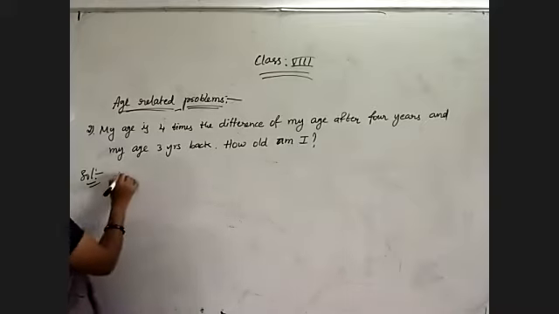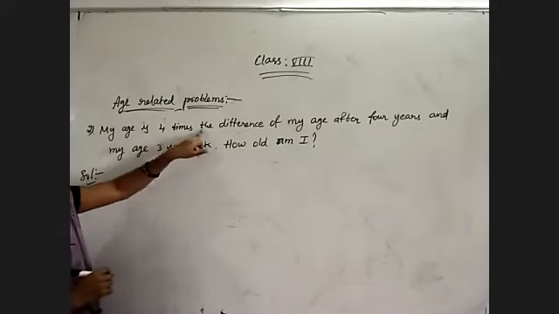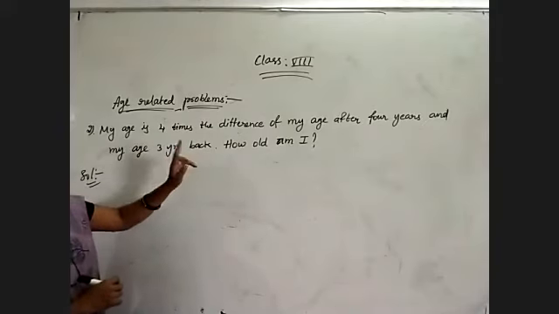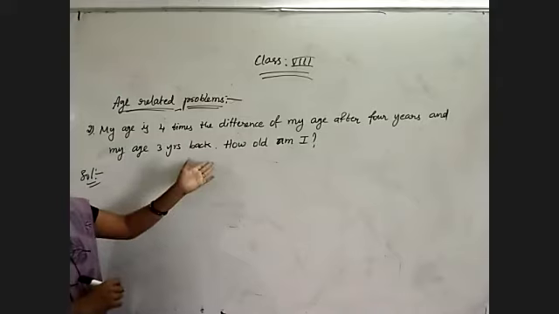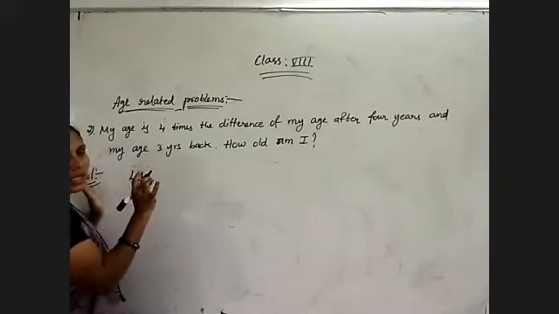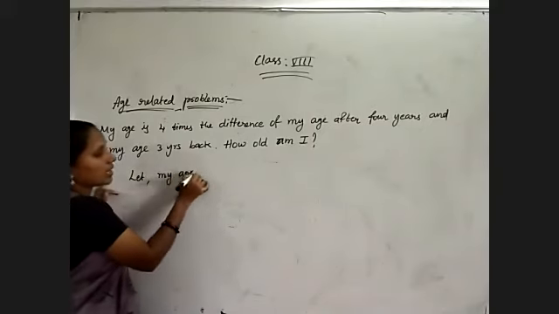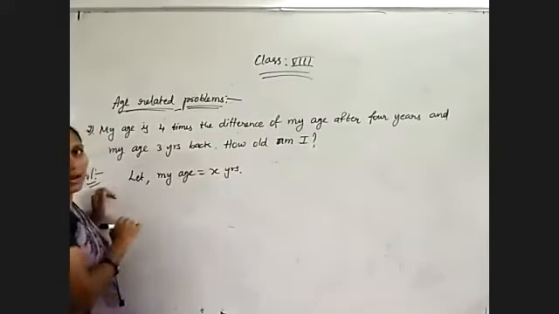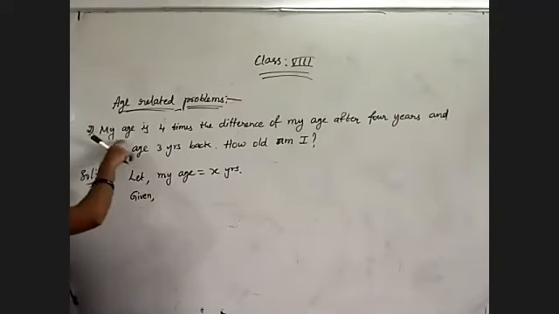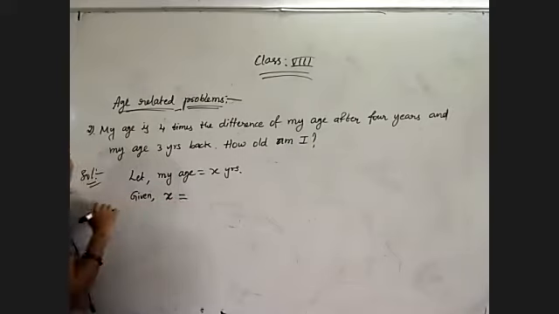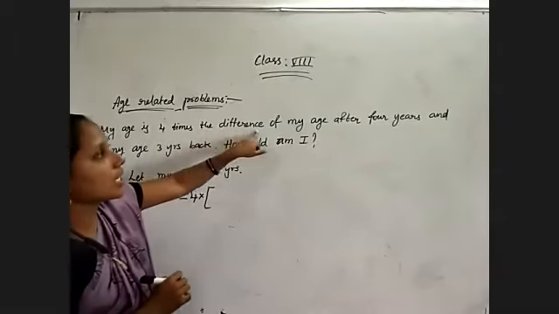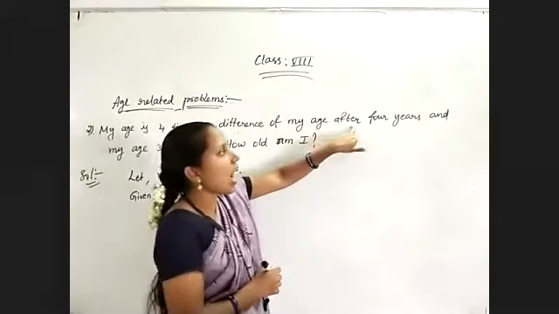Okay, observe first of all whatever is given. My age is 4 times the difference of my age after 4 years and my age 3 years back. Okay, after 4 years and 3 years back. So let my age be equal to X years, present age. Okay, given that my age, X, is equal to 4 times the difference of my age, difference in the sense subtraction, after 4 years.